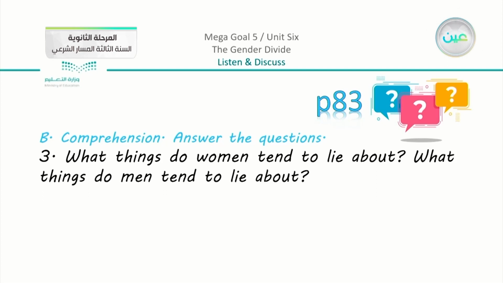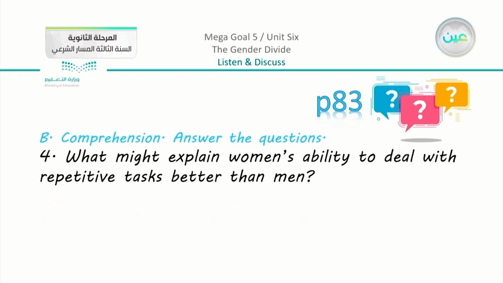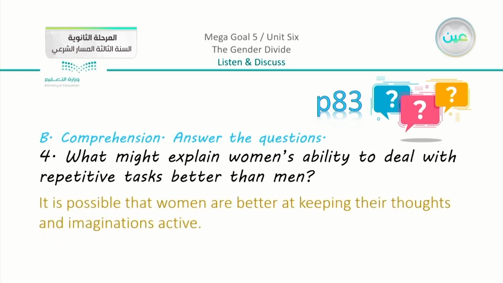We also mentioned the third answer here, which is question number 3. What things do women tend to lie about, and what things do men tend to lie about? So we have, women tend to lie to avoid hurting another's feelings. Men tend to lie to make themselves look more impressive. What might explain women's ability to deal with repetitive tasks better than men? We have our answer that we did mention. It is possible that women are better at keeping their thoughts and imaginations active.